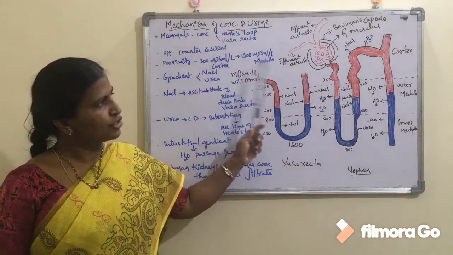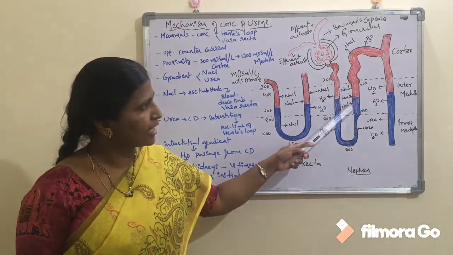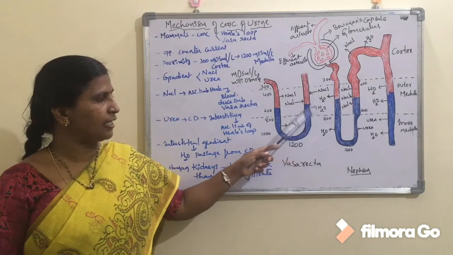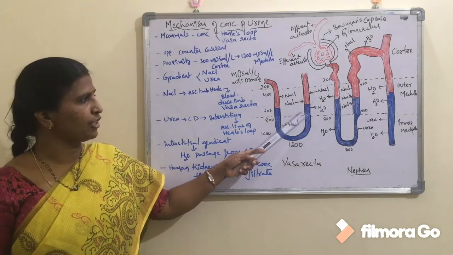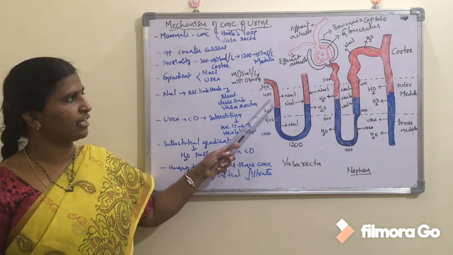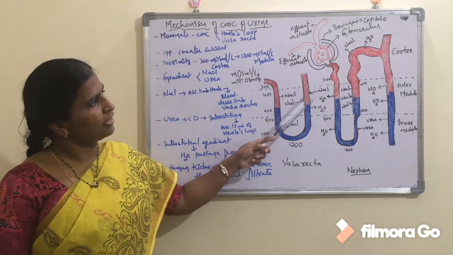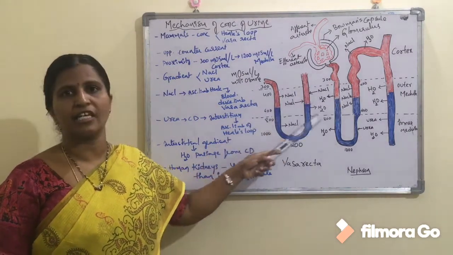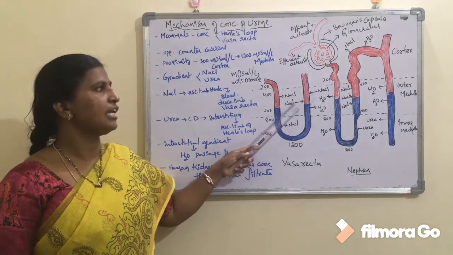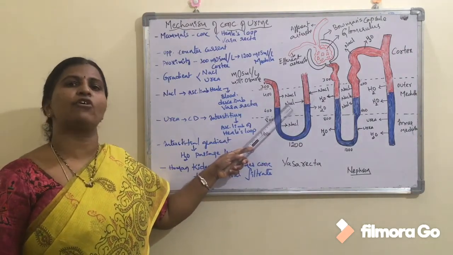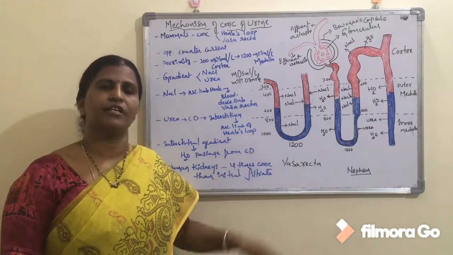Children, a question from today's topic: NaCl from the ascending limb enters into the interstitium, from there into the descending limb of vasa recta, from there into the ascending limb of vasa recta, and from there into the interstitium. That means here NaCl ions are continuously moving. If this doesn't occur, what is going to happen? Try to answer this. Thank you children.